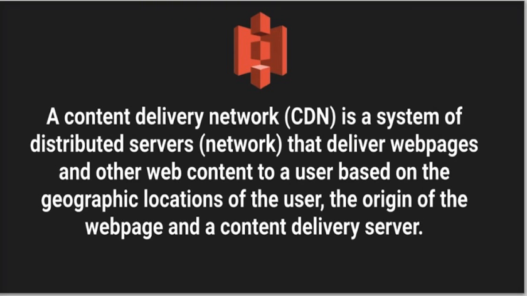So basically what is the geographical location of a user? This is the location from where the user is requesting a file. The origin of the web page is the location of the content for which the user is requesting, and a delivery server is the server which delivers the requested content to the user.